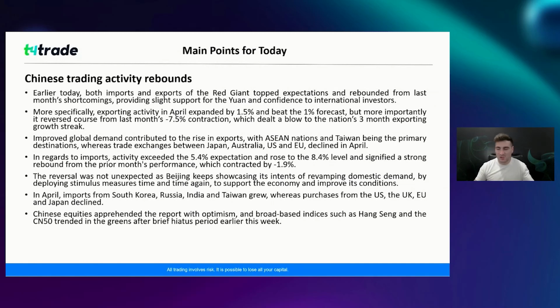So the reversal was not that unexpected. It was pretty much expected, as we see Beijing authorities, or government, in other words, keep showcasing their intent of revamping domestic demand, which has been subdued in the past 6 months or so, by deploying various stimulus measures and projects time and time again to support the economy and improve its overall conditions. Thus, it hopes to attract the confidence and trust of international investors, but also fix an economy that has been struggling to come back into its normal rhythm after the COVID-19 pandemic.